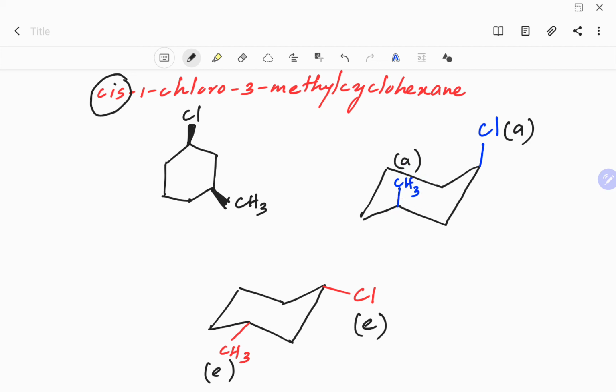All right. So why am I identifying the positions? Because honestly, the one with both substituents on the equatorial position is more stable. We will talk about it in more detail in the next video.